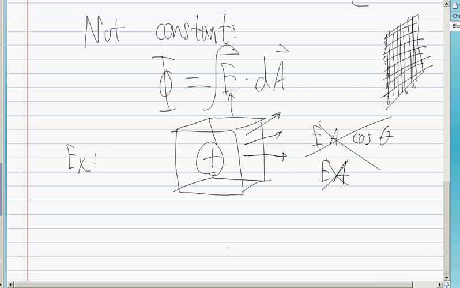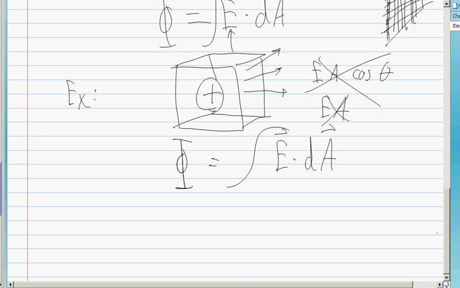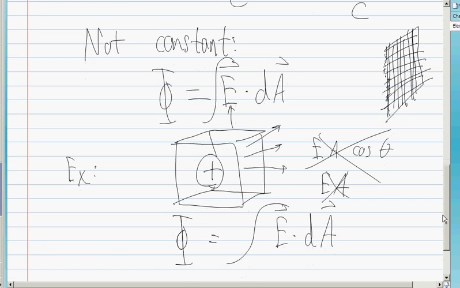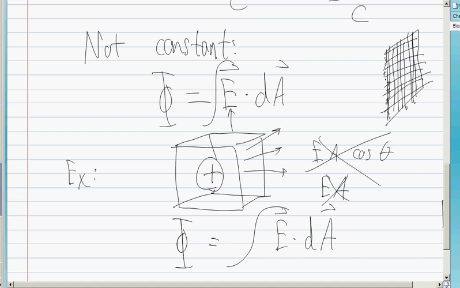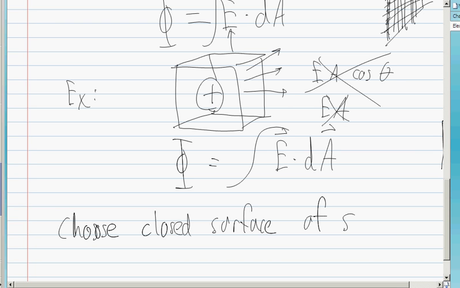The only way to solve this would be to do the integral of E dot dA. But there's actually a really cool symmetry that goes on with this. Let's say that instead, let's choose a different closed surface. Again, remember, we are choosing the closed surface, so it can be any shape we like, such as a sphere.